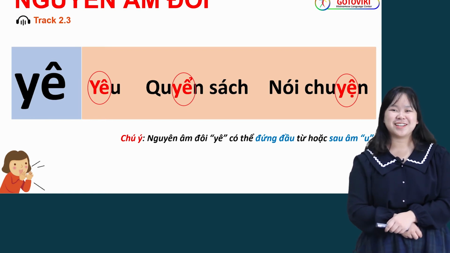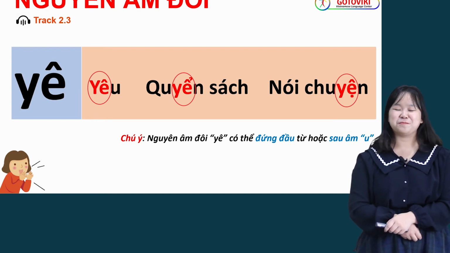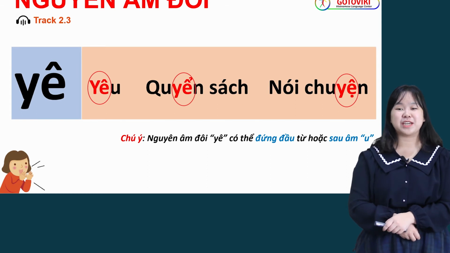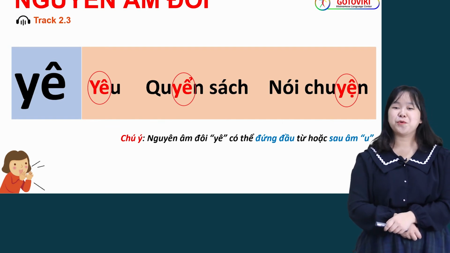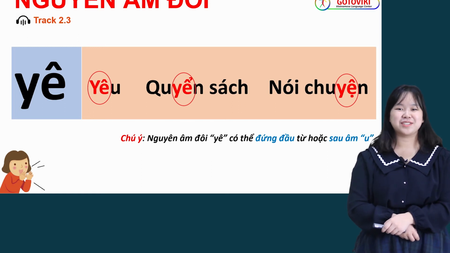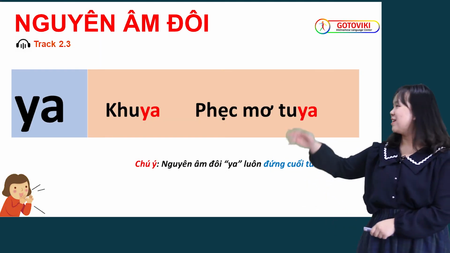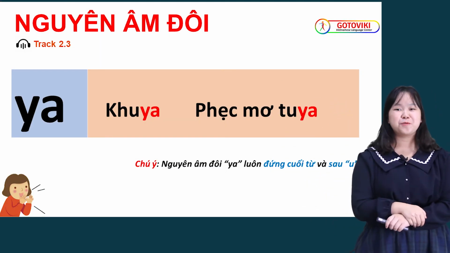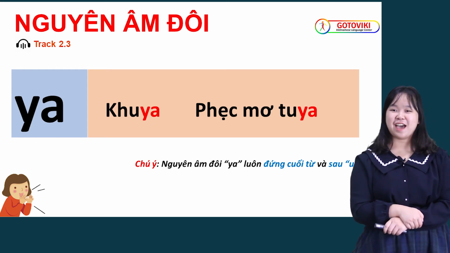The vowel ear, in this case, stays at the beginning or in the middle after the letter U. So, remember, whenever you see the vowel ear at the beginning of the word or in the middle of the word after the letter U, you will write it with y dài and e and pronounce it as ear. Okay, and the last ear is ear, which is made up of two letters, y dài and a.